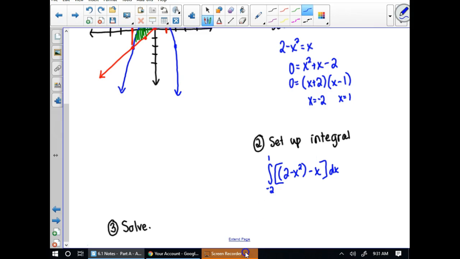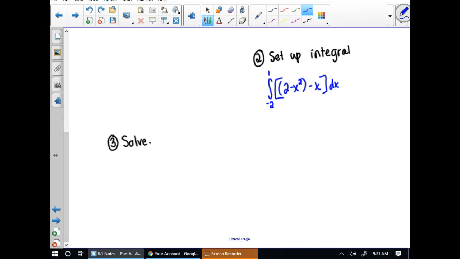And so from here, you're just solving this like you would solve any integral that's been given to you. So I'm going to go ahead and put this in order. So it would be -x squared minus x plus 2 dx. So when you integrate, you're going to get -1/3 x to the third minus 1/2 x squared plus 2x. And you've got -2 to 1.